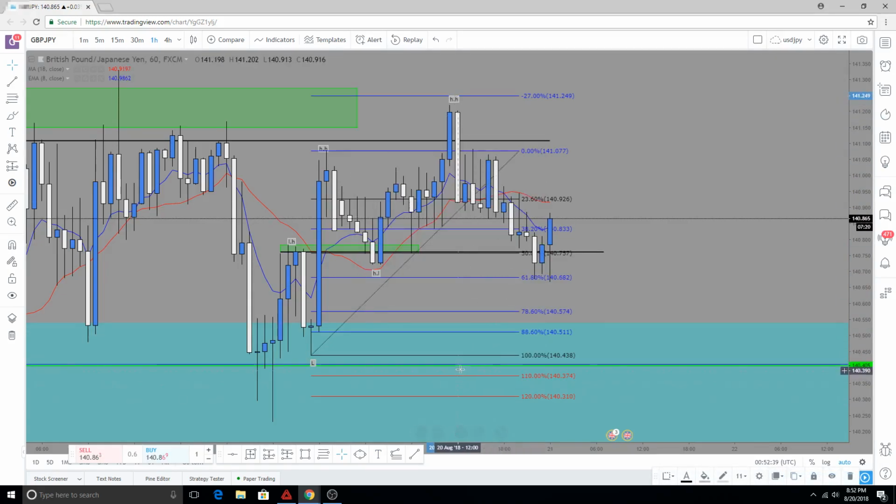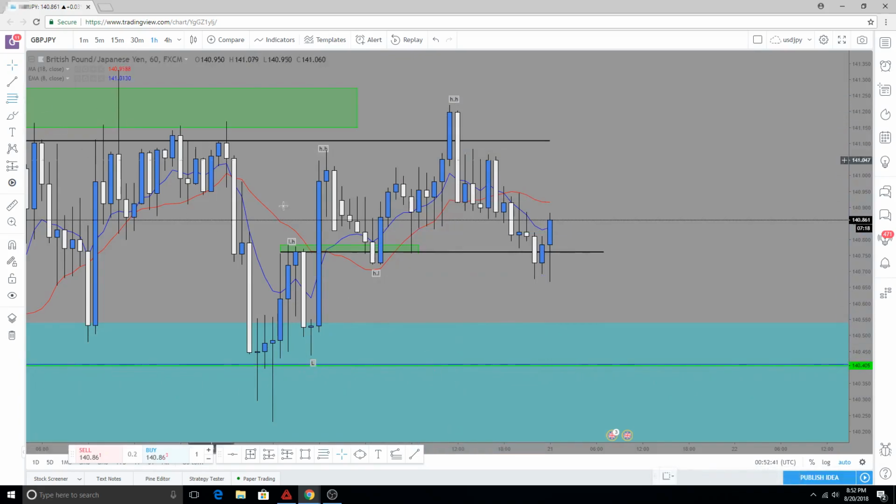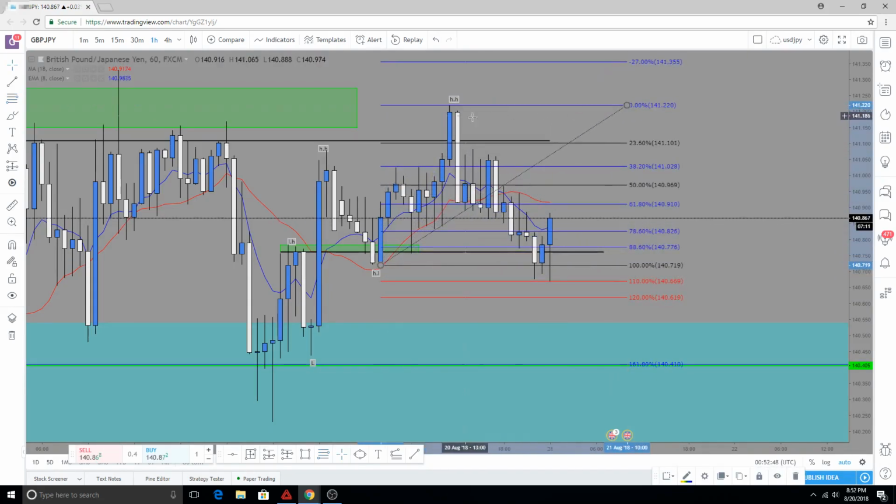So let's delete this fib. And then here's our point A for our new fib, this bullish candle, because it is our previous higher low point. And our point B is going to be the wick of this bullish candle.